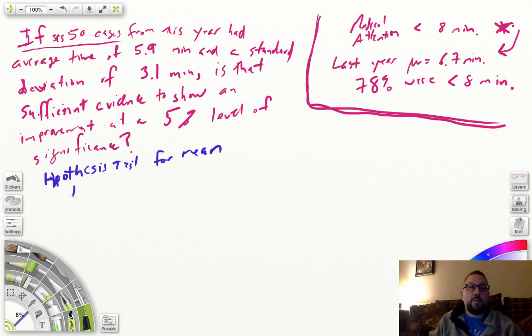When I'm doing that, my first step is always my null and my alternative hypotheses. My null hypothesis is mu equal to, and my alternative will be mu something. So mu equals, and I'm going to go with always the status quo, 6.7 minutes. What am I trying to prove? That there's an improvement. Did they improve? Is it now less than 6.7 minutes? Are they getting better at what they're doing?